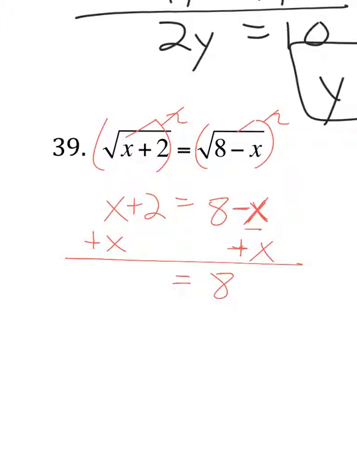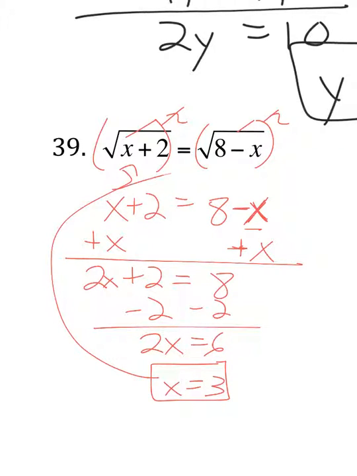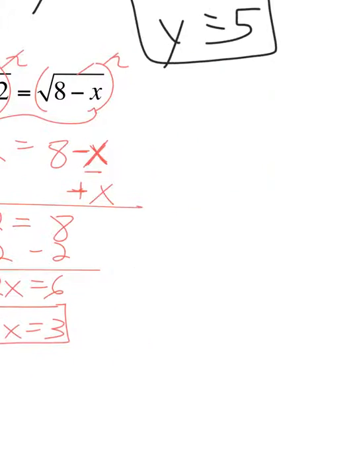So 8 is equal to x plus x is 2x. I still have plus 2. Subtract 2 on both sides. I get 2x equals 6. And therefore x is equal to 3. You can go back in and plug that in if you want to. 3 plus 2, yep, 5. 8 minus 3, 5. You betcha. 40.